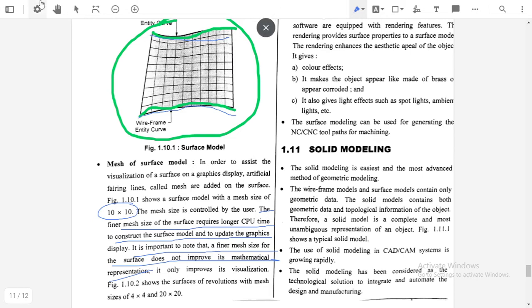Meshing is important only for visualization purposes. If we increase the size of the meshing, then we will get better visualization of the object, and if we reduce the size of the meshing, then we will get less visualization. It is difficult to visualize that object. So these are the important points related to meshing.